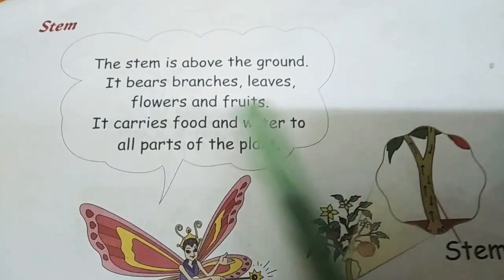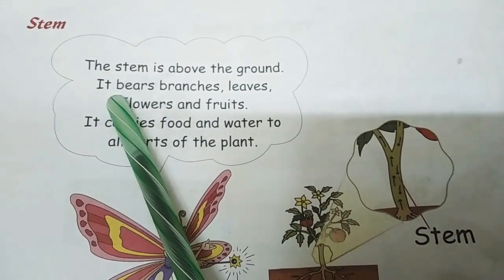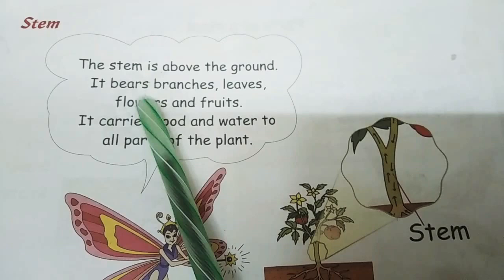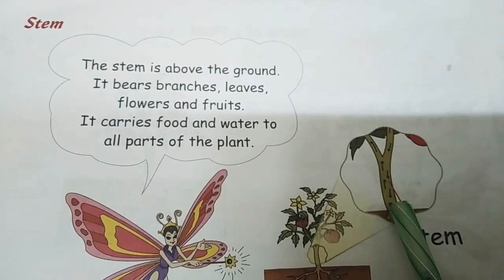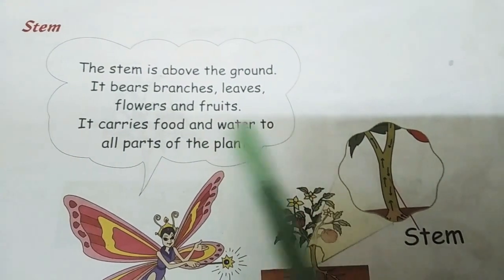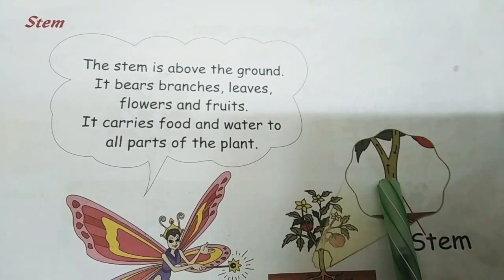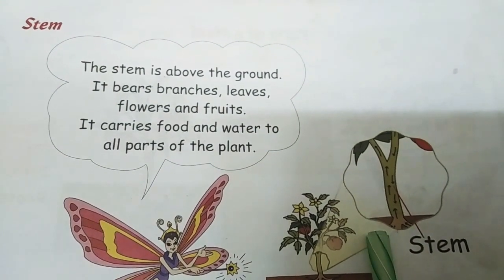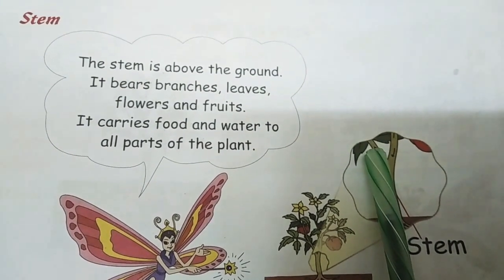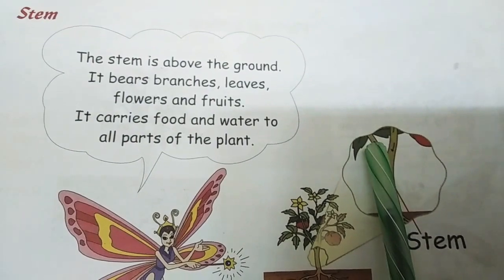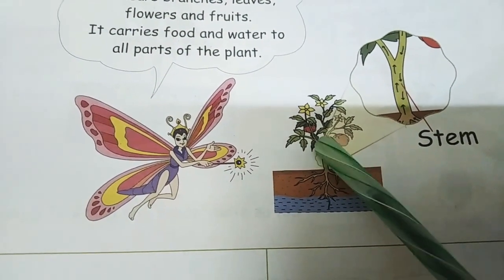Now moving to the next part, that is stem. The stem is above the ground. It bears branches, leaves, flowers and fruits. So this is the stem part, right? And as you know, it carries food and water to all parts of the plant. So it takes whatever minerals and water are taken from the root and supplies it to the other parts of the plant. And as you know, there are different types of stems. So this is the stem part.